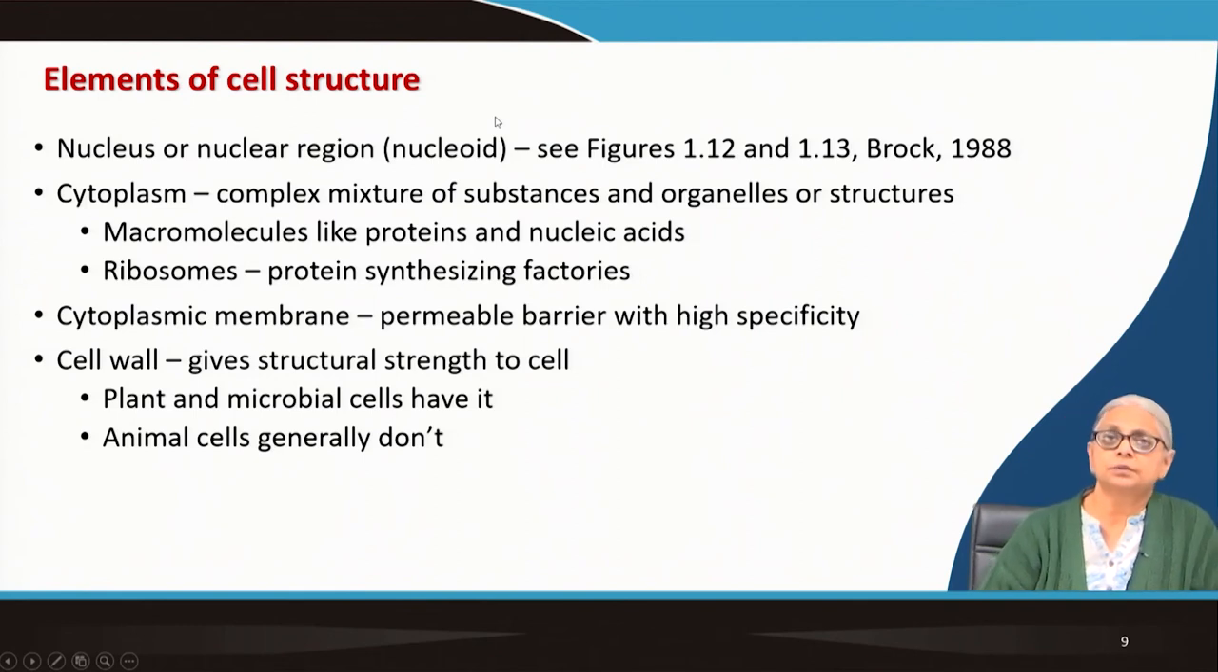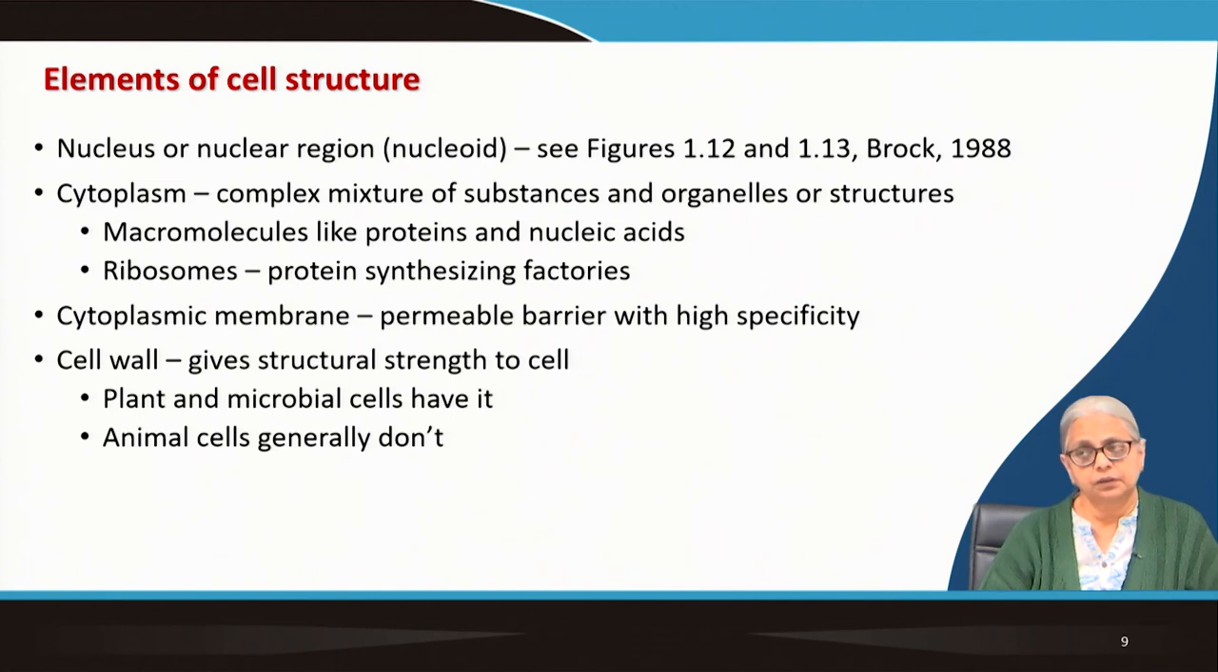What is the cytoplasm? It's a complex mixture of substances with organelles as well as structures. You have macromolecules or biopolymers like proteins and nucleic acids. You have ribosomes, which are the sites of protein synthesis. It has to be contained in a cytoplasmic membrane. This cytoplasmic membrane is highly permeable. They will not allow any and every compound to pass in and out. There is a very high degree of specificity, and we will be looking at this quite closely in subsequent topics. So this permeable barrier, even though it's permeable, it has a very, very high degree of specificity, even to the extent that even water cannot pass in and out without some proteins mediating that transport.